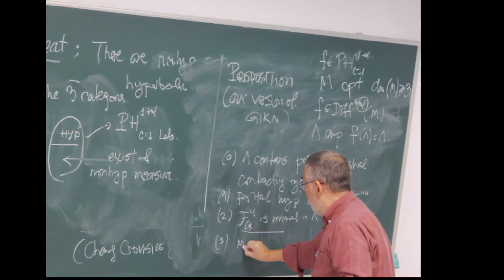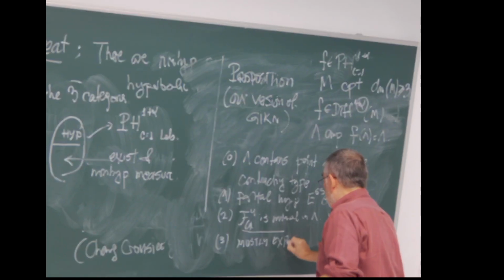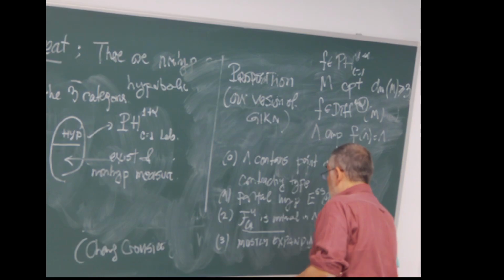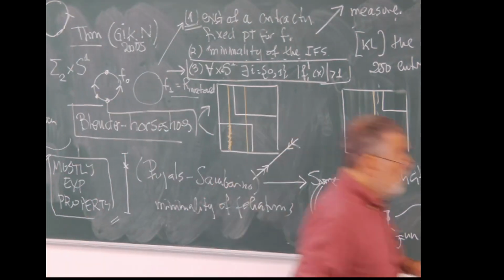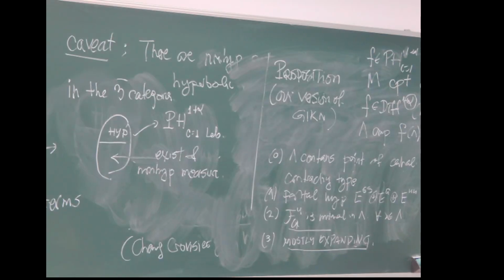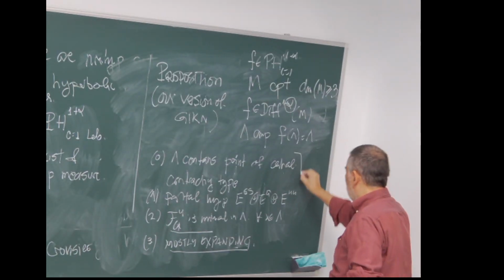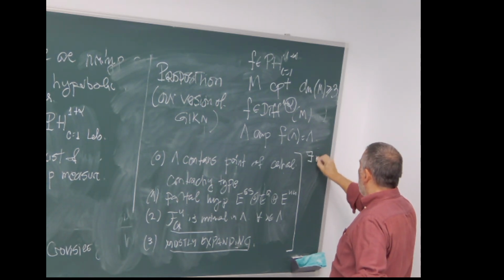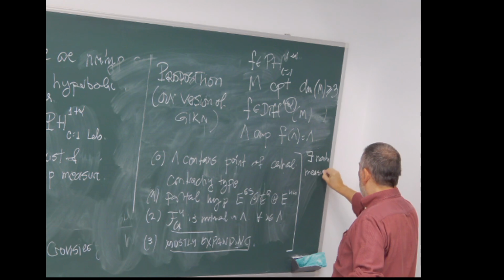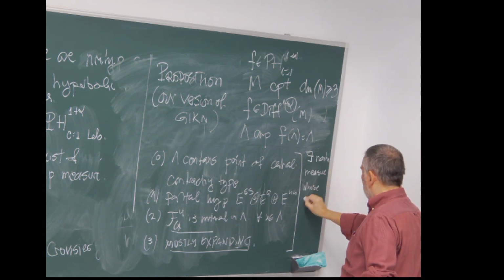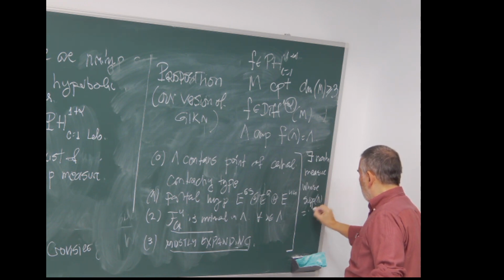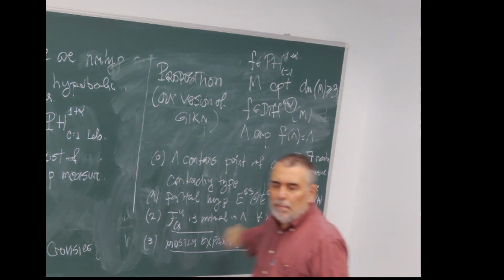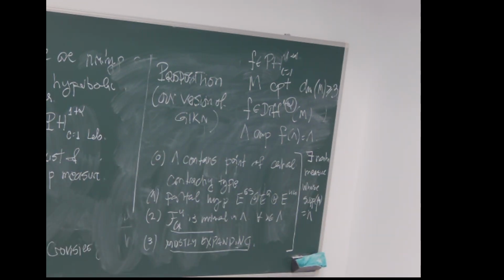And then we have a third property that is mostly expanding, that I will explain in seconds. And this mostly expanding property is the property that will replace this situation. And then when you have all these things, then there exists a non-hyperbolic measure whose support is the whole lambda. Well, the most important part is that the measure is non-hyperbolic. The fact that the measure may have the full support is easy to do.